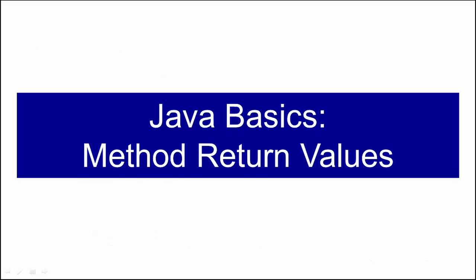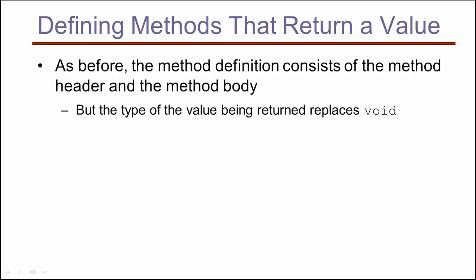Next, we will discuss methods that return values. We have already seen methods that return values when we discussed the math class. All the methods in the math class return values to us when we called them. Now we're going to see how to create our own methods that return values. If a method is going to return a value to the caller, you need to specify that in the method header. This is done by simply replacing the keyword void with the data type of the value being returned.